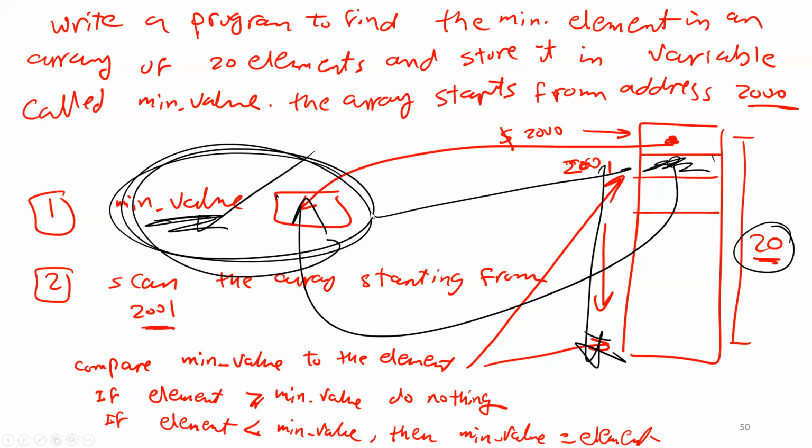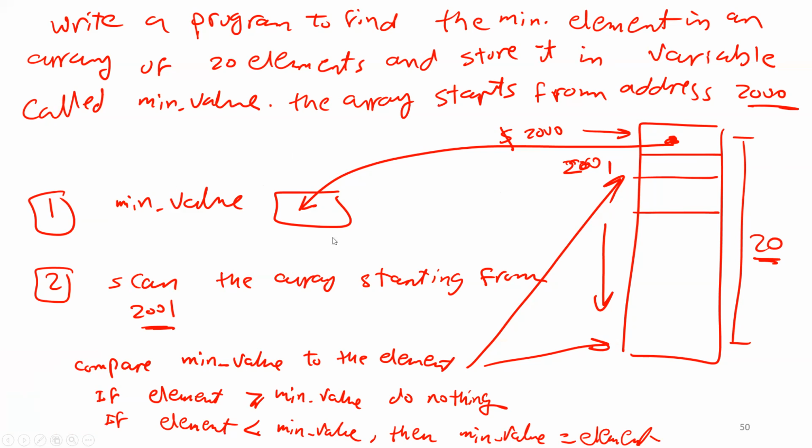So number one, you have to read this value and put it here in minimum value. Number two, you have to scan the array starting from 2001 until the end, right? Now, in every iteration, I'm going to compare this variable to this element. If the element is greater, do nothing. If the element is less, please store this element in the minimum value. Is that okay? This is the main idea.